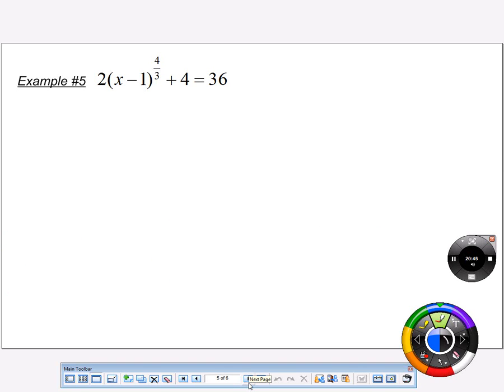All right, last example that we're going to do today, please. All right, so we had exponent things. Somebody give me first step. Somebody that hasn't told me how to do anything yet today. Kara. Okay, good. Subtract the 4.